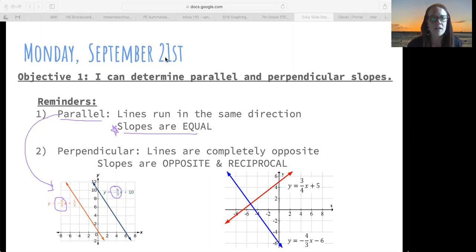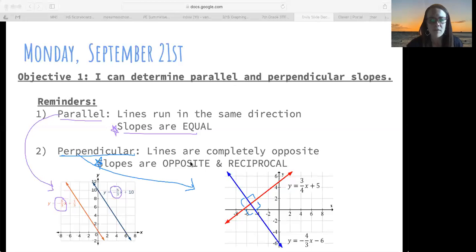The second one is perpendicular. And so perpendicular lines, which is this picture right here, are lines that are completely opposites. And if you remember back in geometry, which you probably had like last year, they also form 90-degree angles. So they're 90-degree angles, perfect right angles all throughout here. So that's how you know that they're perpendicular geometrically. But algebraically, this is the important thing, is that the slopes are opposite and they're reciprocal.